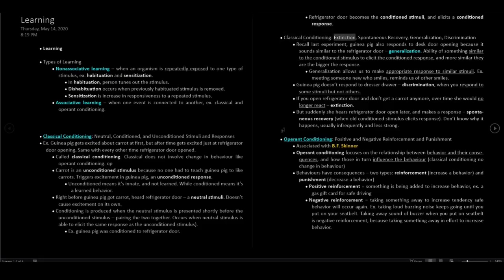Classical conditioning: extinction, spontaneous recovery, generalization, discrimination. Recall the last experiment: the guinea pig also responds to a desk door opening because it sounds similar to the refrigerator door. This is generalization, the ability of something similar to the conditioned stimulus to elicit the conditioned response, and the more similar they are, the bigger the response. Generalization allows us to make an appropriate response to similar stimuli. Meeting someone new who smiles reminds us of other smiles. The guinea pig doesn't respond to a dresser drawer: discrimination, when you respond to some stimuli but not others.